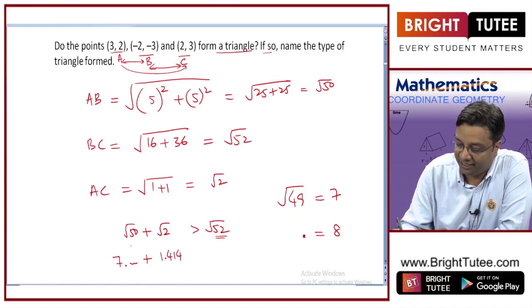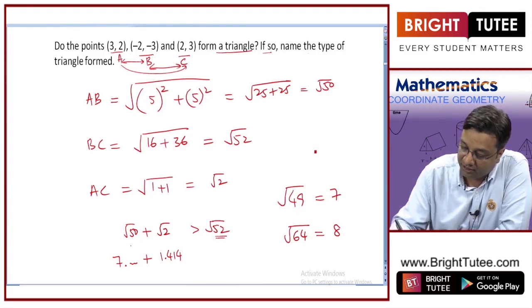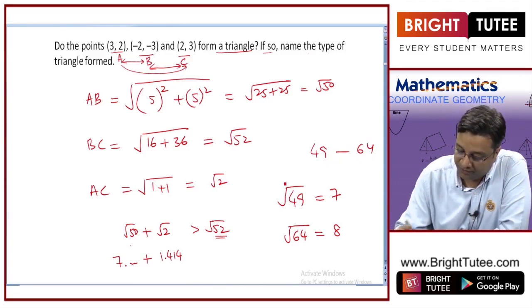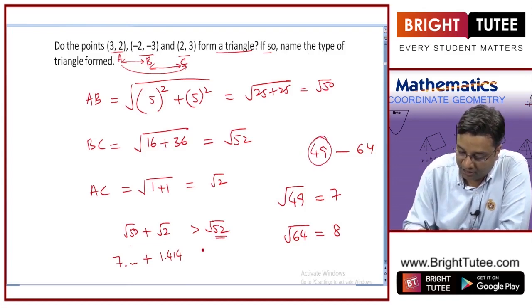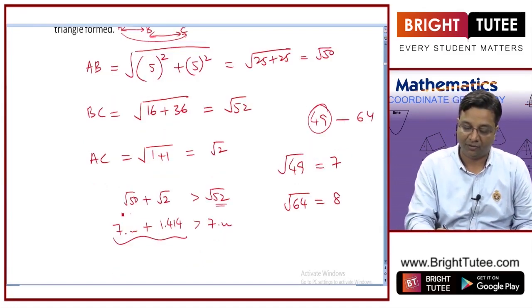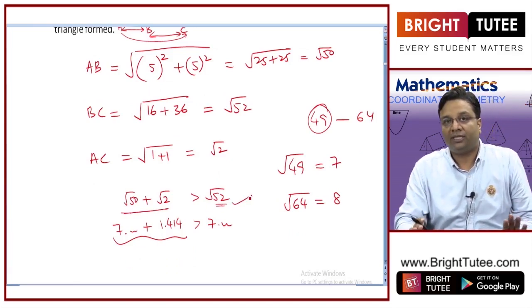What is 8? 8 is square root of 64, right? And what is the difference of 49 and 64? What is the difference here? It is 15, right? So 52 is closer to 49, so it will be nothing but 7 point something. But this is 8 point something. Okay, so we can say that sum of these 2 sides is greater than the third side. Hence we are sure that these 3 vertices will form a triangle.